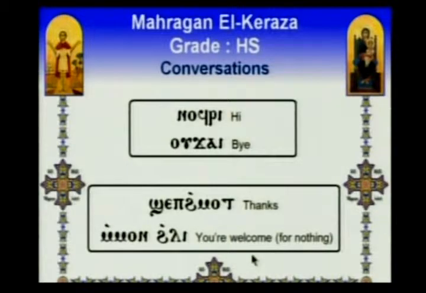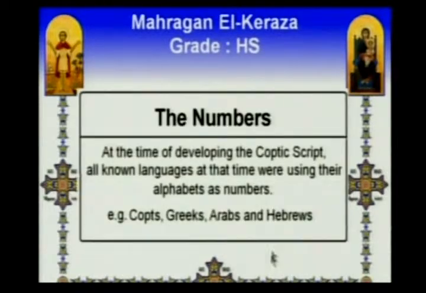Now we are going to start another subject, but before that we're going to give a few conversation words as a review: nofri, hi; ogai, bye; shepehmut, thanks; and immun ehli, for nothing. It is the answer to thanks. When somebody tells you thanks, in English you say you're welcome, in Coptic you say immun ehli. Now we're going to start with the numbers.